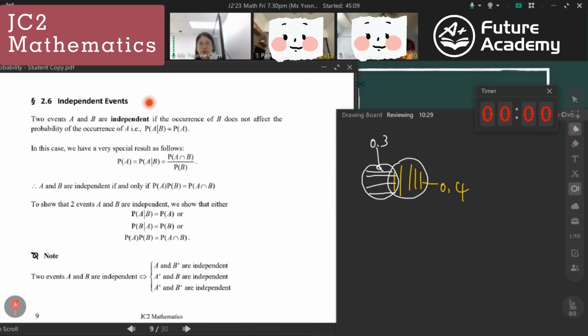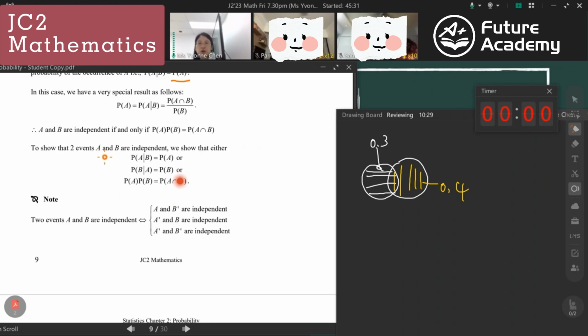For independent events, basically the probability of A given B is still the probability of A. So they are not related. No matter whether B happens or not, A still happens in the same way. There's no difference. To show the two events are independent, we can have this possible case, this possible case, this possible case. These are the three formulas. We can interpret it as: when the two events are independent, A and the B complement are independent, A complement and B are independent, and the complement of A and the complement of B are also independent.